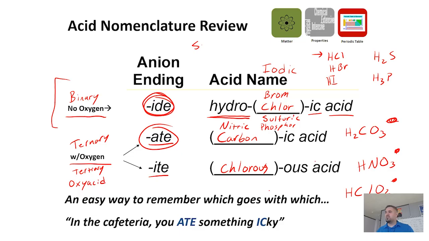All right, let's do another one. So nitrite. What's the formula for nitrite? NO2, what's the charge? All right, so it needs 1 hydrogen to balance it out. And then what are we going to call this? Nitrous.